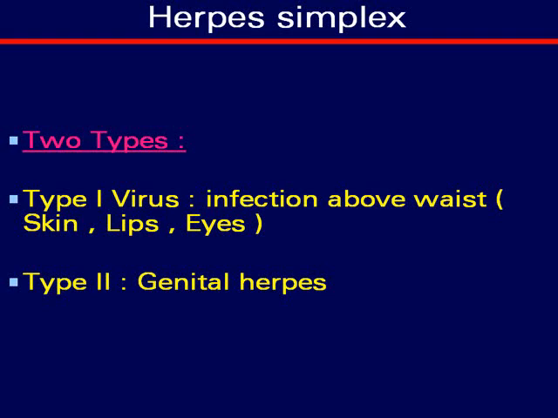The second important cause of corneal infections is the virus, which is herpes simplex viral infection. We have two types of herpes simplex infection, type 1 and type 2. Usually type 1 causes infections above the waist, and patients usually present during childhood with herpes labialis or conjunctivitis, and type 2 usually causes infections in the genitalia.